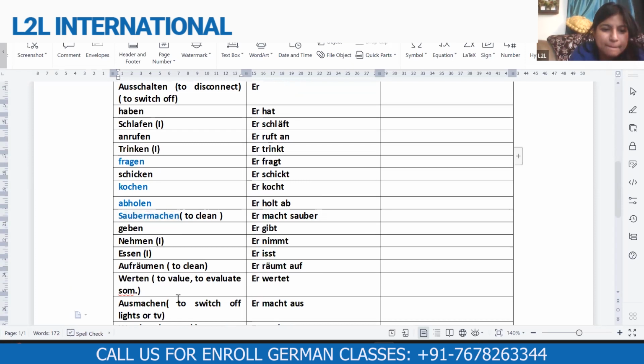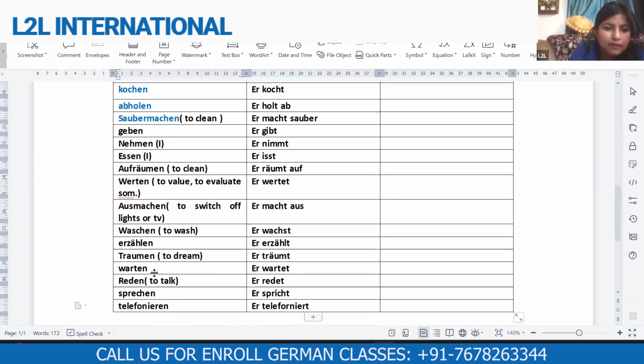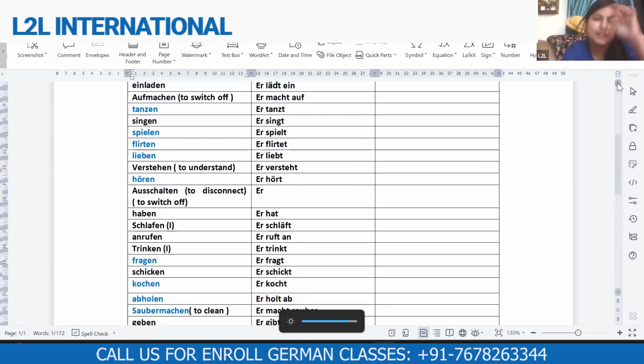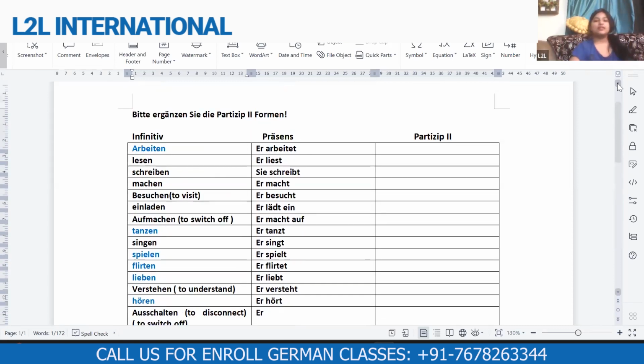Then, yeah, reparieren, reiten, and telefonieren. You can do all of these in class, and the rest we will discuss together. So try to do all the verbs in class. All these verbs that I have written in blue, try to do their participles in class, and then we can discuss. And always remember, whenever you write the participles, always write with the helping verb. Do not just write it without it, otherwise it doesn't make sense.